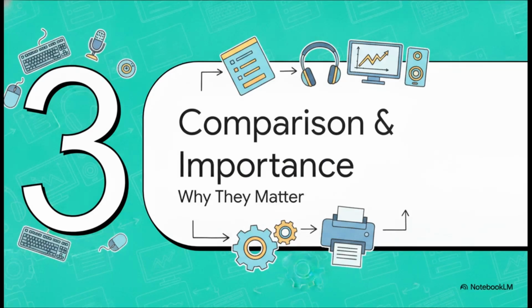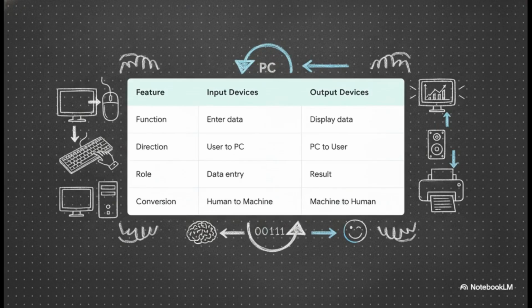Section 3, Comparison and Importance. Now that we've got a handle on what these devices are, let's put them side by side. The most critical difference here is the direction of the information flow. Input devices move information from you, the user, into the computer. Output devices reverse that entirely, moving data from the computer back to you. Think of input as your data entry and output as your result presentation. Most importantly, input converts human actions into machine code, while output translates that machine code back into something human-readable.